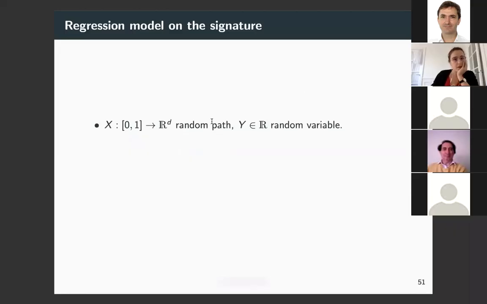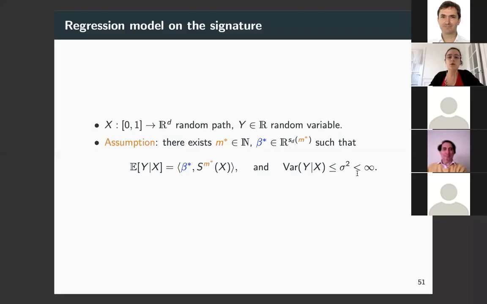So now I have some probability too. I consider that I have an input path X, which is random, and an output variable Y. So I am in a regression context. Y is a quantitative variable, and I will assume a linear model.